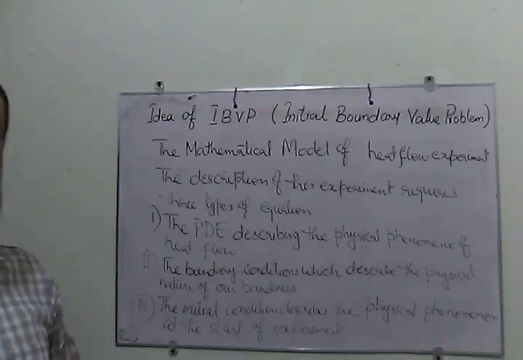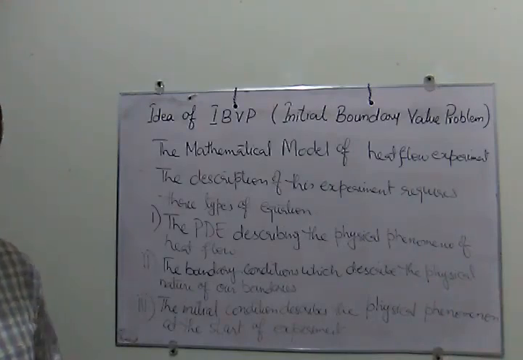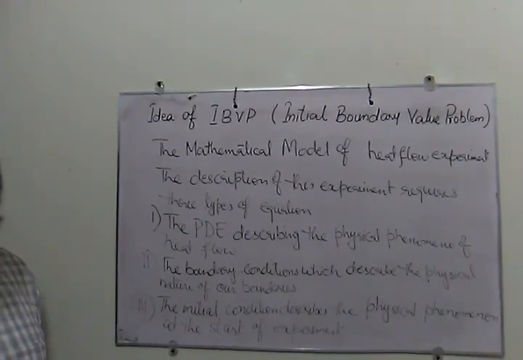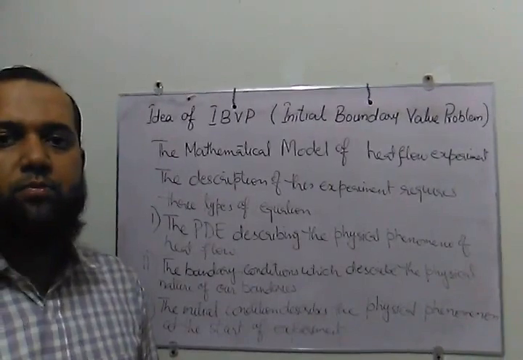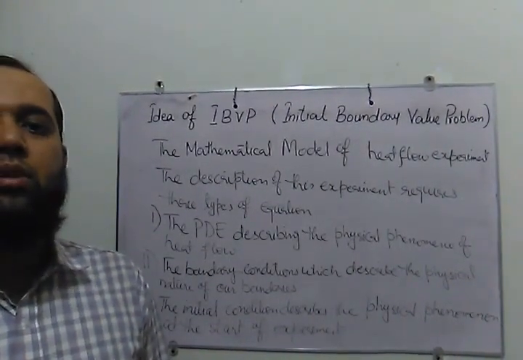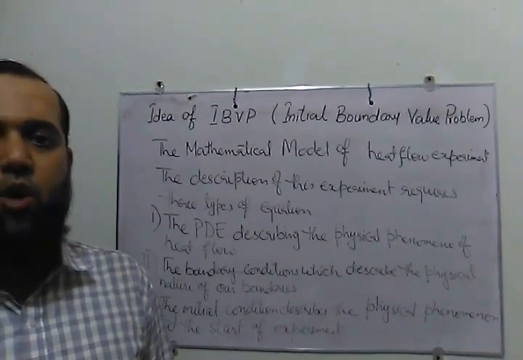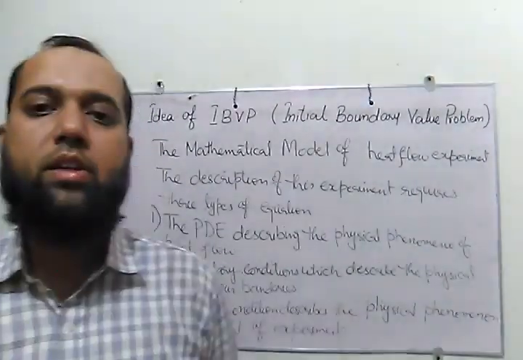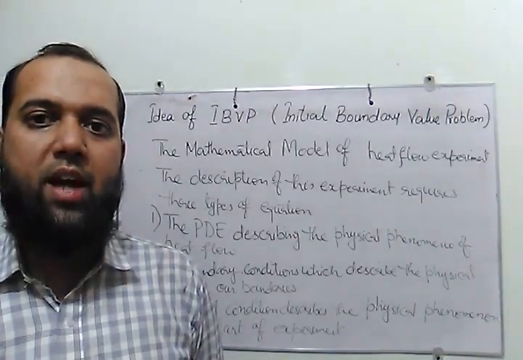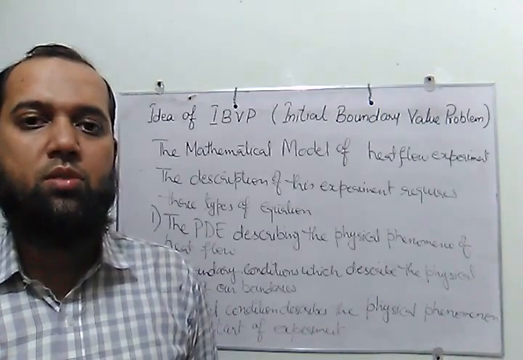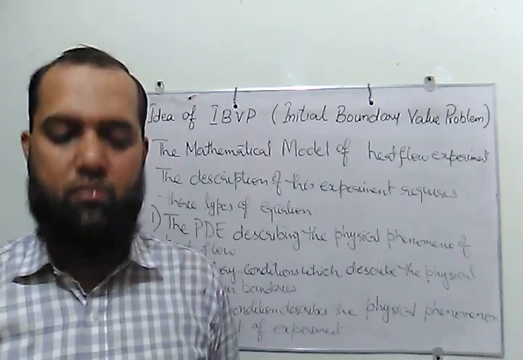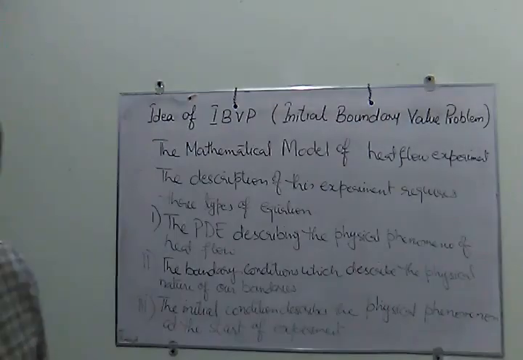So three types of equations we need to model this heat flow experiment. Number one is the partial differential equation. Number two is the boundary conditions in the form of equations. And number three, the initial conditions at the start of the experiment. If we have these three equations, we can know how heat is distributed inside the rod in the x direction, or one direction.